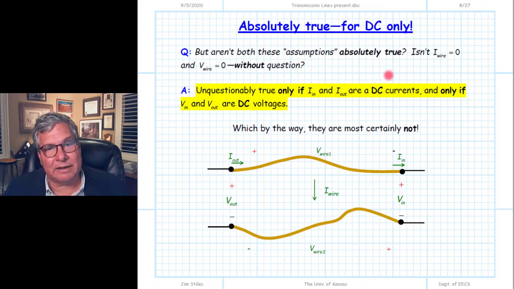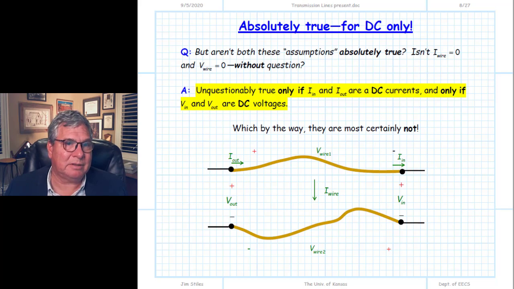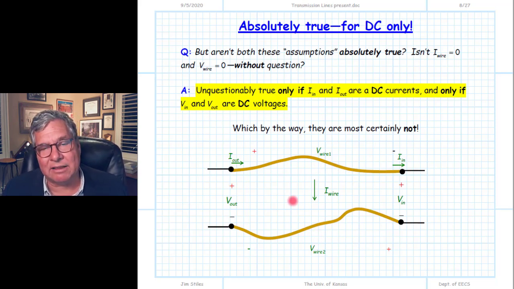Now, you may say, we assume that there's no current between the wires, and we assume there is no voltage drop. Should we say that that's true, or don't we know that that's true without question? Well, it turns out that that's true without question only if the currents and voltages are DC. And that's really only true if we assume we have perfect conducting in the wires and a perfect insulator that separates them. That's generally the case that we assume in our circuit analysis.